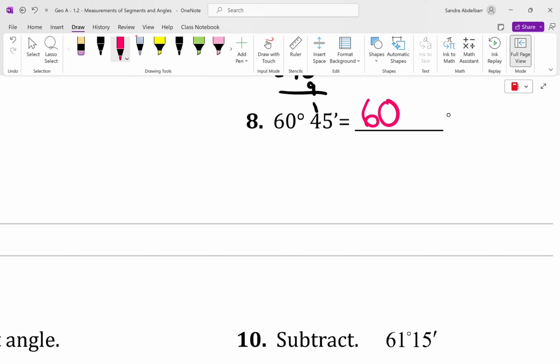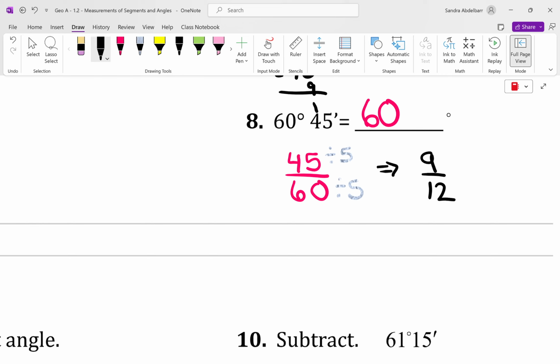Okay, so I'm keeping the 60, and then I'm going to take 45 minutes, and that's 45 out of 60. Then what we want to do is reduce this. Let's say you didn't choose the best number right away to reduce. Let's say you divided by 5 first. If you divided by 5 first, you're going to get 9 over 12. You're not going to stop there.